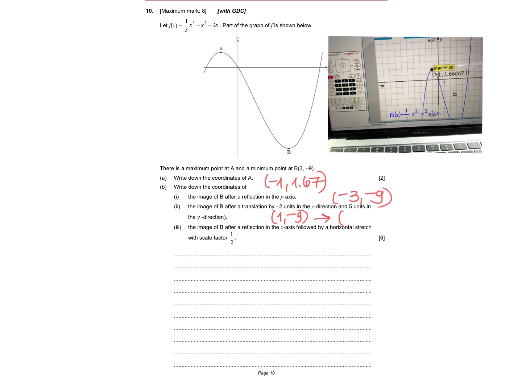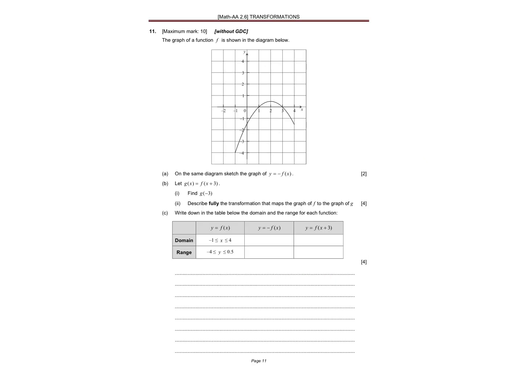Ooh, sorry, no, it's not. In the y direction, that's 1. And then y moves up 5 units, so that's going to be at negative 4. The image of B after reflection in the x-axis. So that's going to be 3, positive 9. It flips over the x-axis to be a positive y, followed by a horizontal stretch with scale factor 1/2. So this is going to be 3/2, 9.